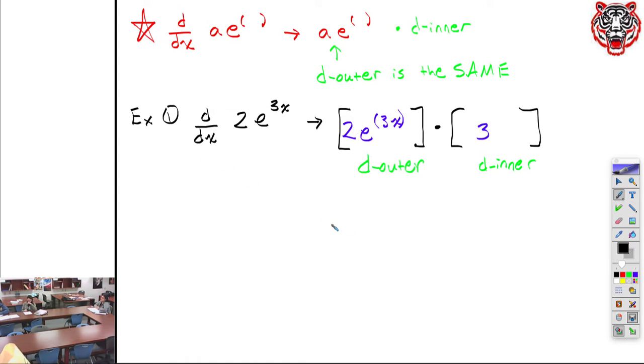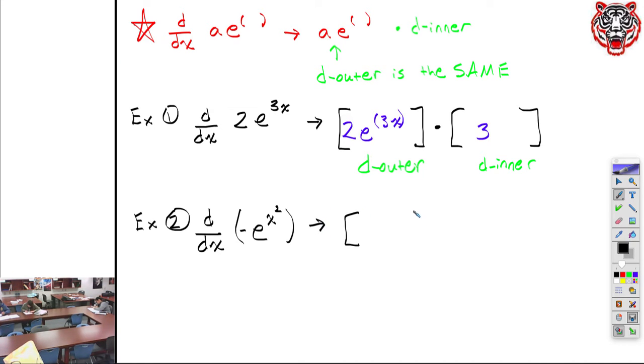Let's try one more example before we move on to the log chain rule. So example 2. I want to find the derivative with respect to x of, I'm going to put parentheses around this because I'm going to have a negative, e to the power of x squared. It's like a giant trio of exponents. All right, same thing as before. I want to set this up properly. I'm finding what times what? Doubter times dinner, over and over again.